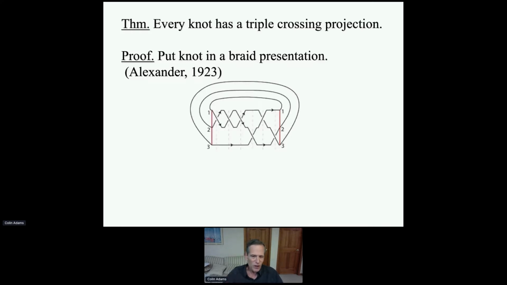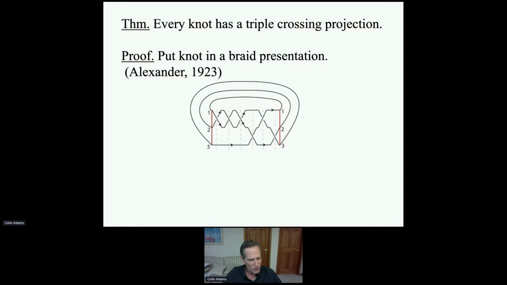But anyway, here's a very simple proof of the fact that every knot has a triple crossing projection. We're going to use Alexander's theorem, which says that every knot can be put in a braid presentation. So a braid being here, going from here to here, where each of the strands monotonically moves left to right, and then I connect the bottom to the top around the outside. So that's a braid presentation for a knot.